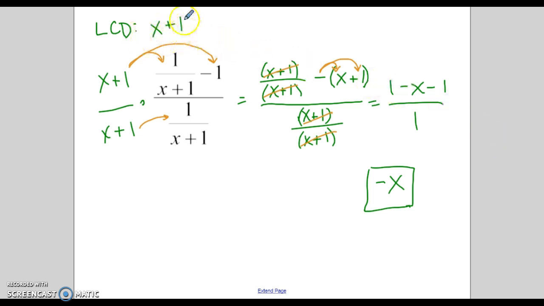Be careful with how you're using the LCD. Again, this is a different strategy than yesterday for adding and subtracting. We're still identifying the LCD, but we're doing something different with it. I'm not making common denominators. I'm using the LCD to multiply through by the top and bottom.